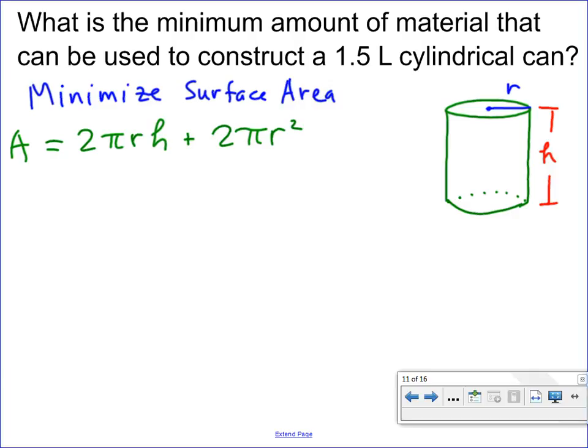Now we need to use other relationships in order to rewrite that formula as a function of one variable. Right now my surface area A depends on r's and h's, right? Pi is a constant, 2 is a constant, so we just need to figure out how to rewrite this in terms of just r or just h, right? And it's our choice. What do we know about the can? What other relationships do we know about the can? Courtney?